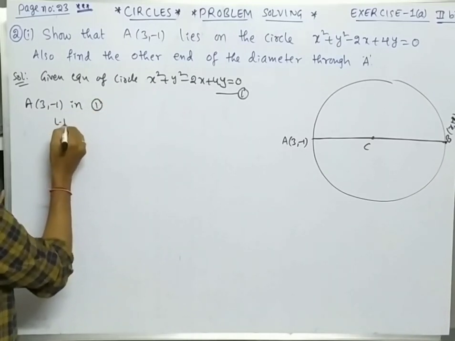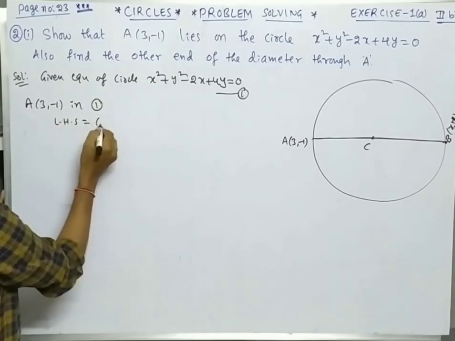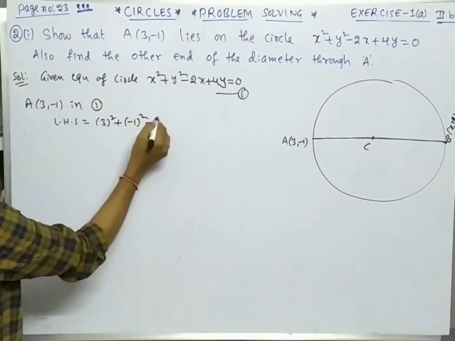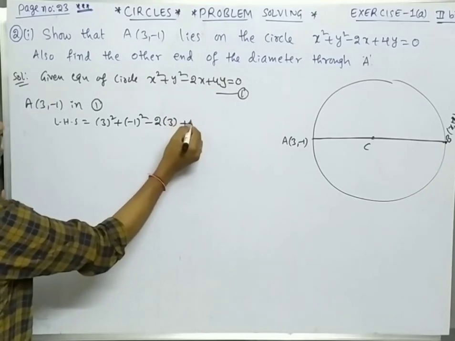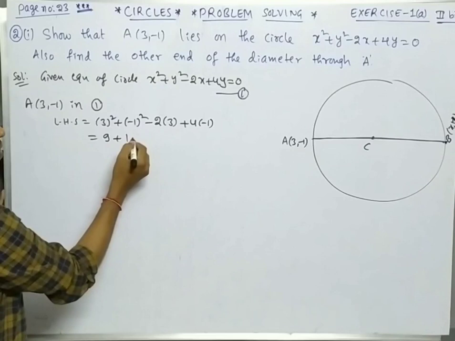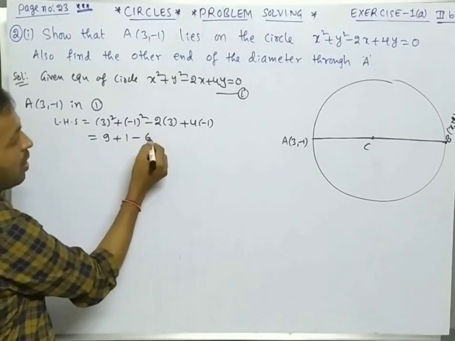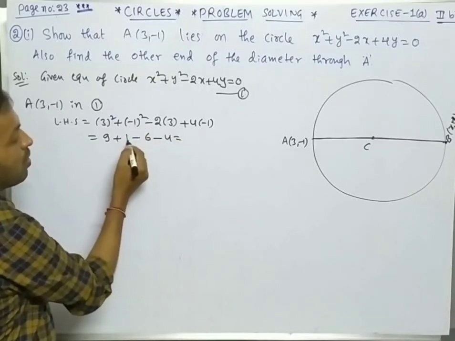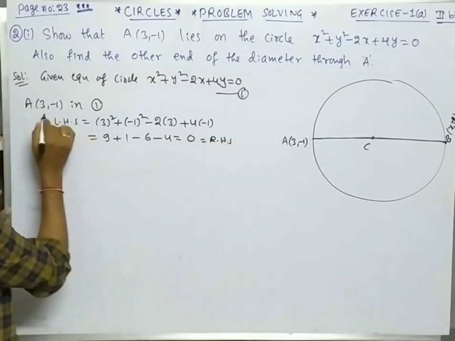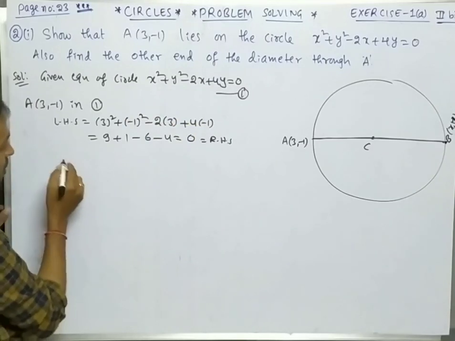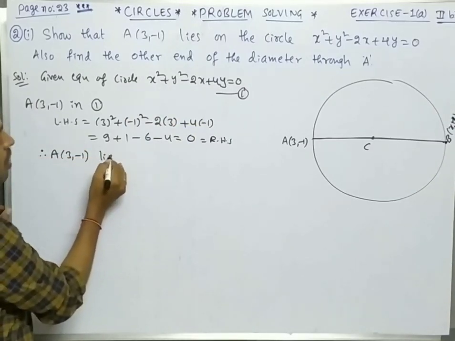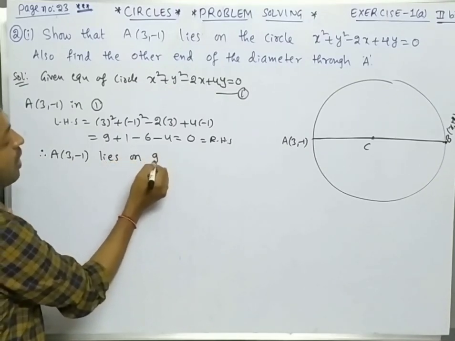Then what is the left hand side? x square means 3 square, y square means minus 1 square, minus 2 into 3 plus 4 into minus 1. 3 square is 9, minus 1 square is 1, minus 2 into 3 is minus 6, minus 4. So 10 minus 10 is 0, which is equal to RHS. So this point satisfies equation number 1. Therefore A(3, -1) lies on the given circle.